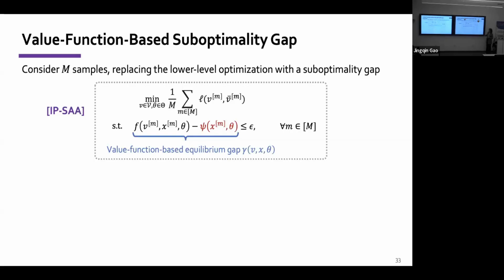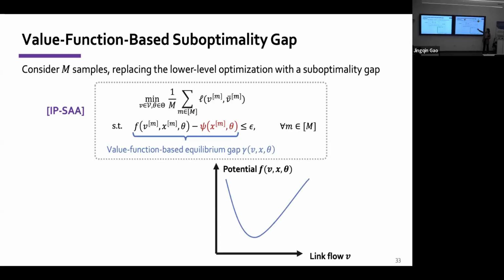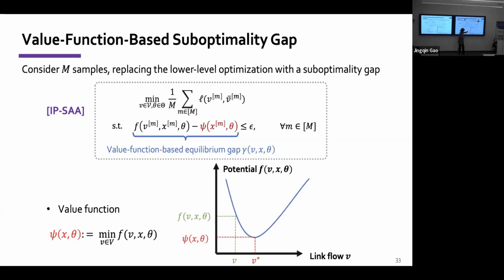So the trick we use here is we replace the equilibrium constraint with a value function based equilibrium gap function. Here's how it looks. Suppose we have a convex potential function, which changes with the vector of link flows. And suppose we take the minimum value of the potential function as the equilibrium point. Now, given any feasible flows, suppose I try to minimize the gap between the potential function and the value function. Then I'm pushing my predicted flows closer to my equilibrium flows. That's what this value function with equilibrium gap tries to do.